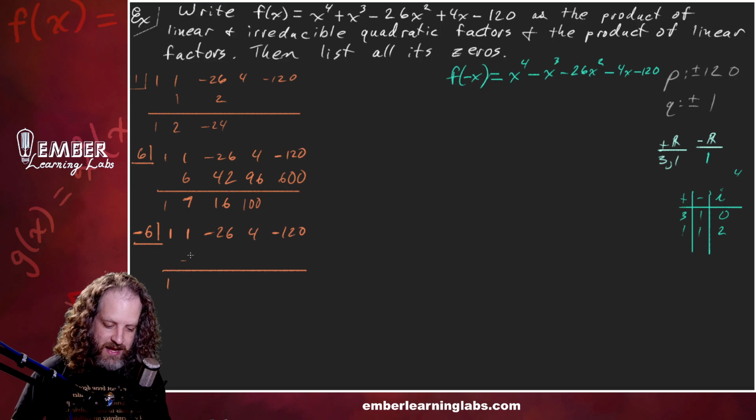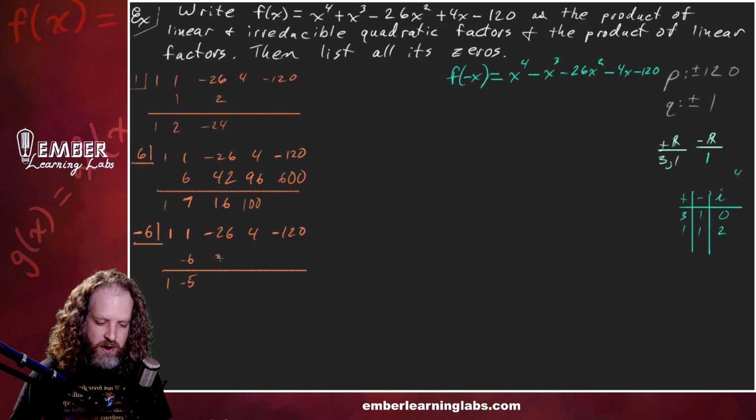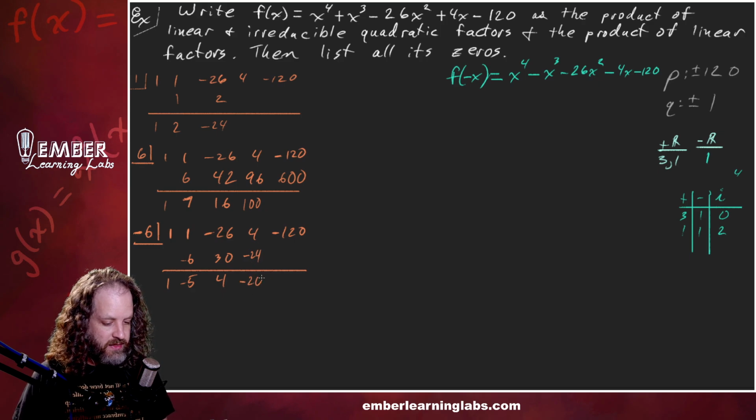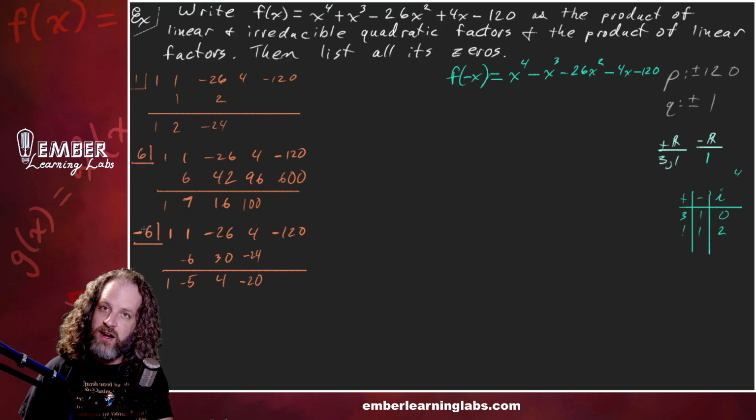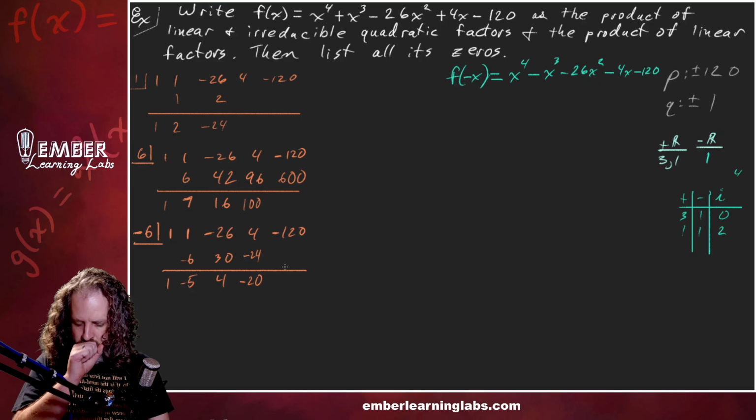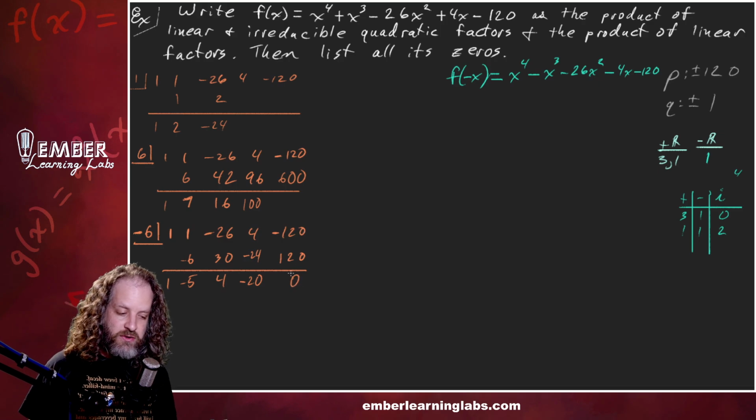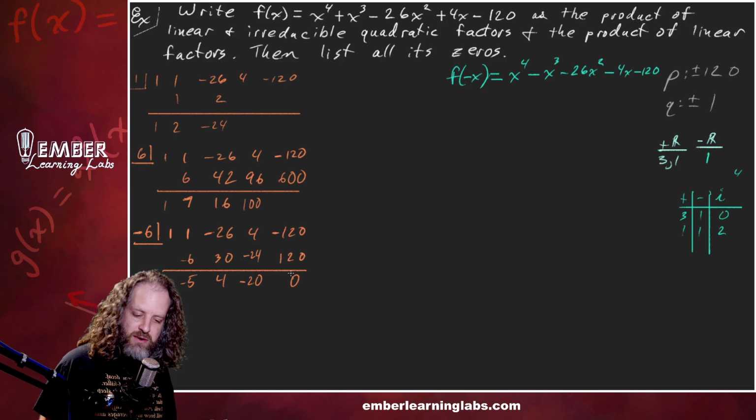Negative 6 times 1 is negative 6. 1 plus negative 6 is negative 5. Negative 6 times negative 5 is positive 30. Negative 26 plus that is positive 4, and the 30 is bigger, right? Negative 6 times 4 is negative 24. Negative 24 plus 4 is negative 20. Look at that. We found a winner chicken dinner, because negative 6 times negative 20 is 120, and that cancels, giving us a 0. So we found one of the zeros, right?